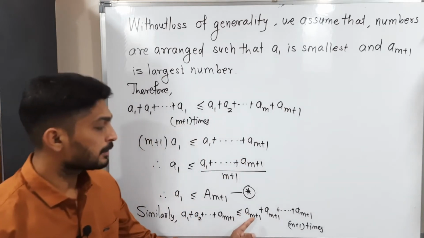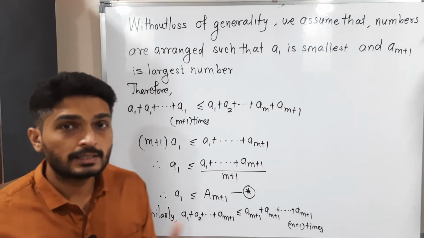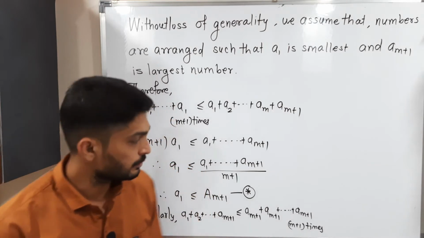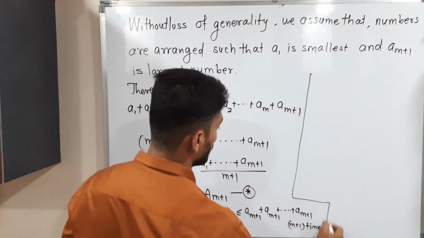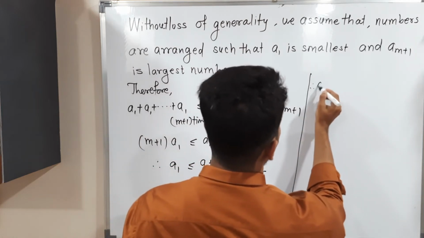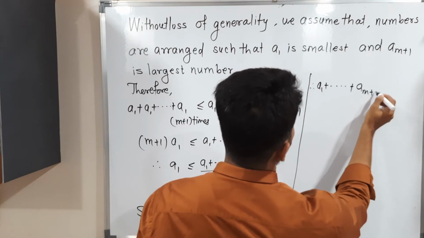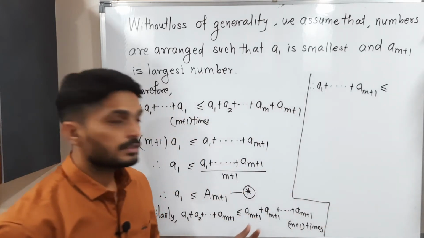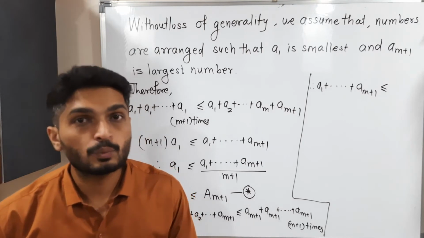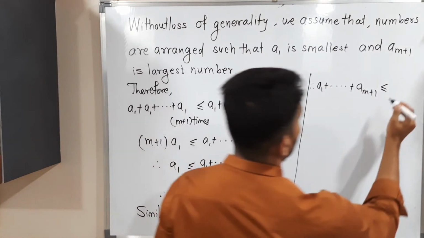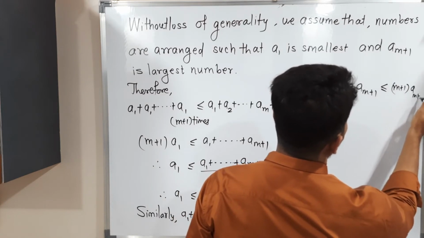Since m plus 1 is greater than or equal to a1, m plus 1 is greater than or equal to a2, since it is the largest number, no? So that's why we could write in this way. So therefore, we have a space here, we will use it. So therefore, a1 plus and so on, a(m+1) less than or equal to... See, we have added a(m+1) how many number of times? m plus 1 number of times. So therefore, (m+1) a(m+1).